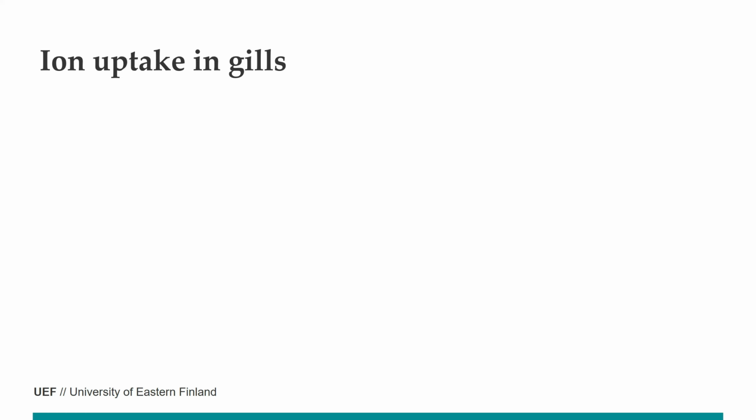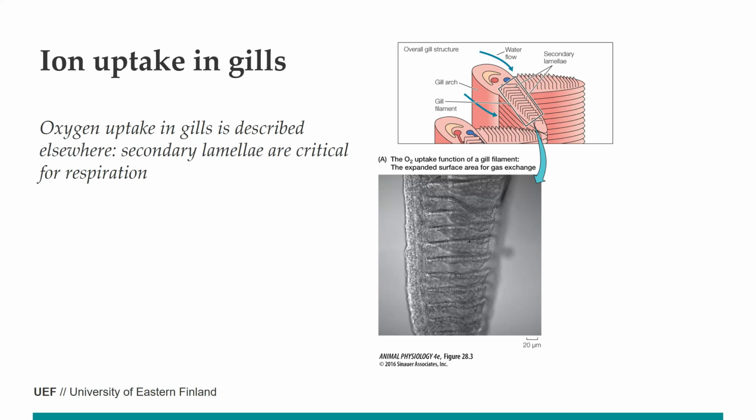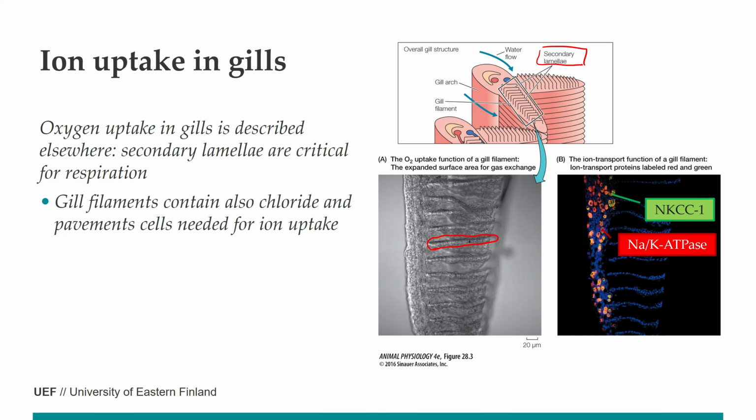How can you do it? In the gill structures, we've been discussing elsewhere during the respiration, there are the secondary lamellae, and they are critical for this respiration. They are increasing the area very drastically, so the oxygen can be very effectively taken from the surrounding. But they also contain chloride cells and pavement cells that are needed for this ion uptake.